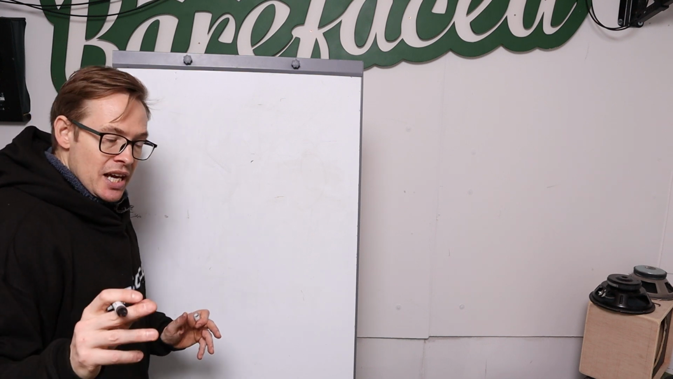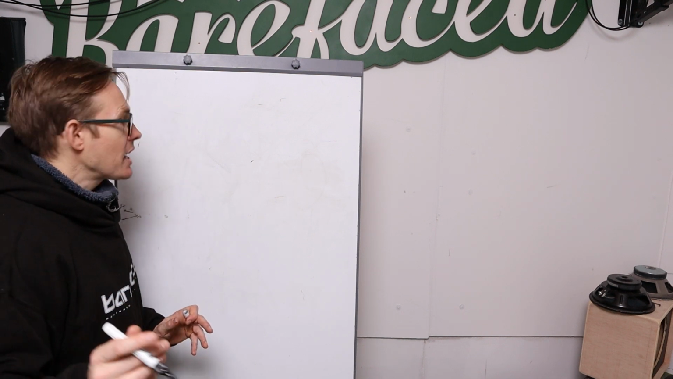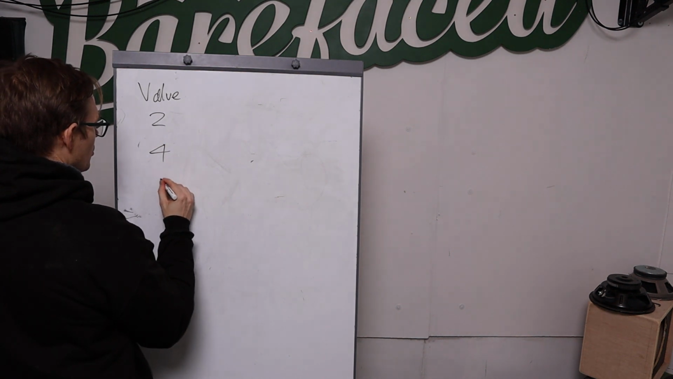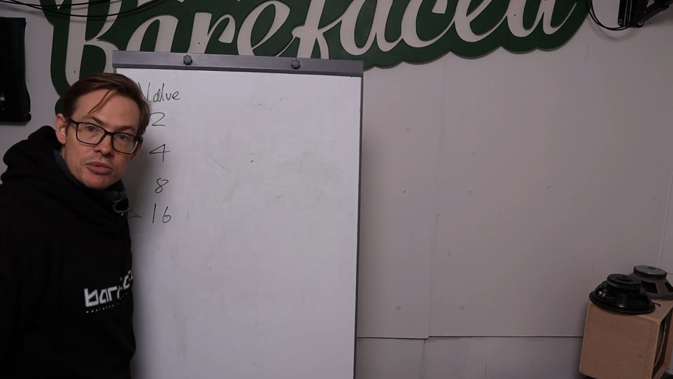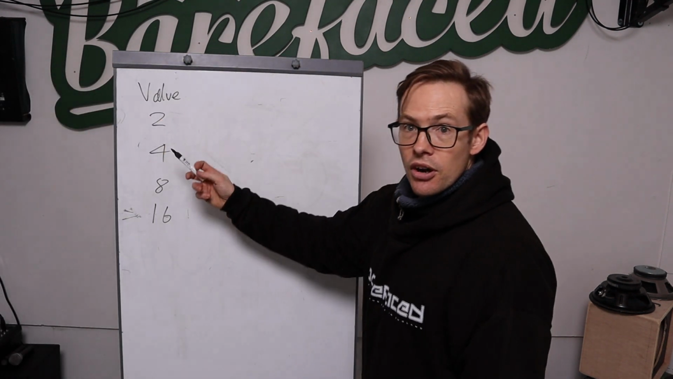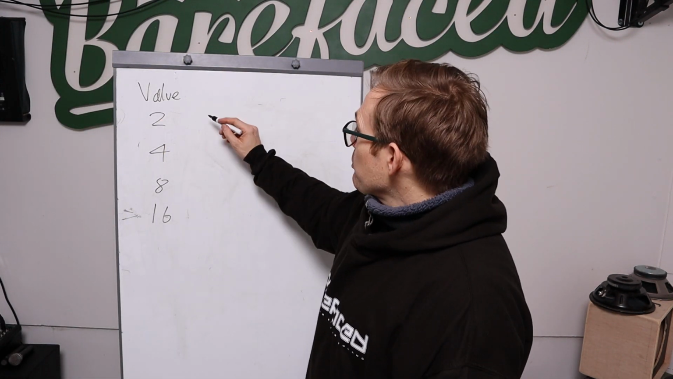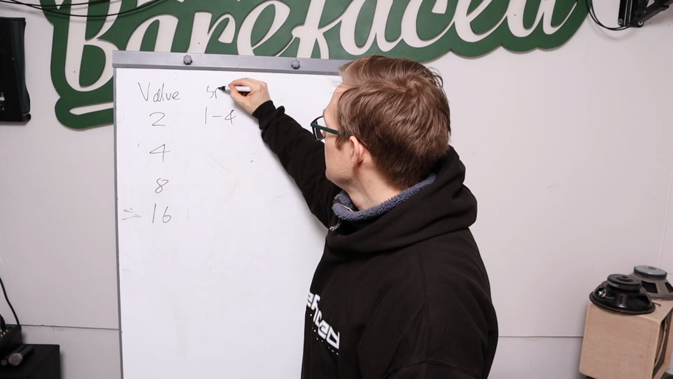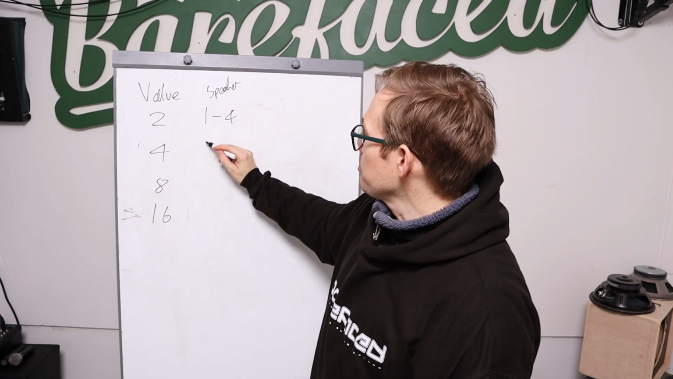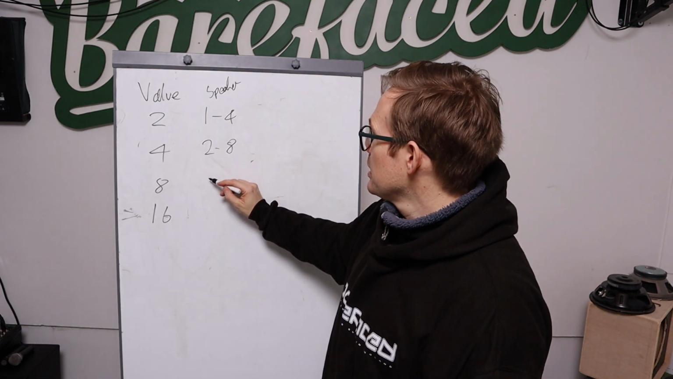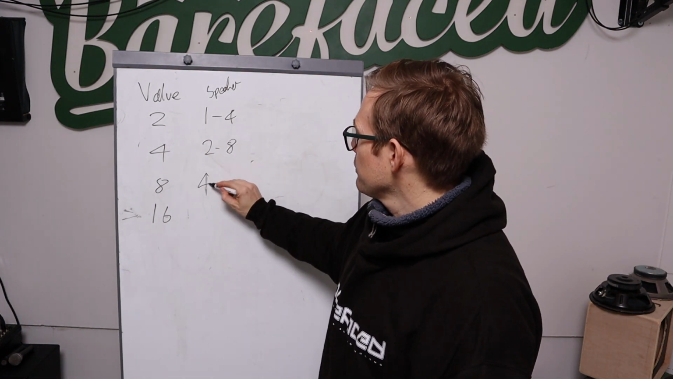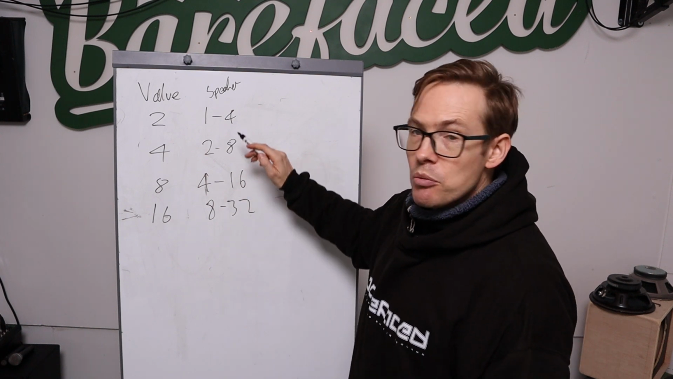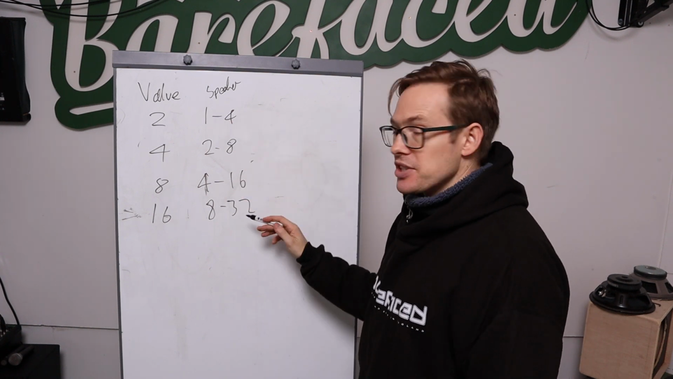But suffice to say that a valve amp has output taps. So say you've got 2 or 4 or 8 or 16 ohm taps, I'll stand on the other side, on your valve amp. That will be happy driving 1 to 4 ohms. That will be happy driving 2 to 8. That one 4 to 16. That one 8 to 32.